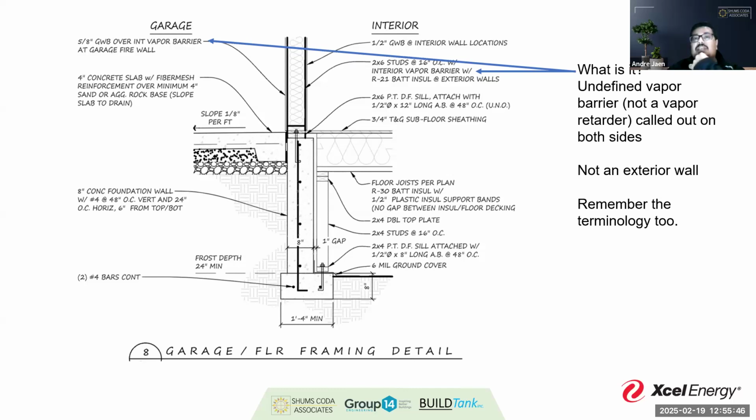Warm wall usually indicates where that vapor barrier is going to go. And so we have it on both sides of this, the garage and the interior. Now that could be a misnomer where that was supposed to be an air barrier on the exterior there, right? That would make sense at the garage wall. But this is the exact sort of scenario where it's undefined and unclear and therefore can cause a problem.